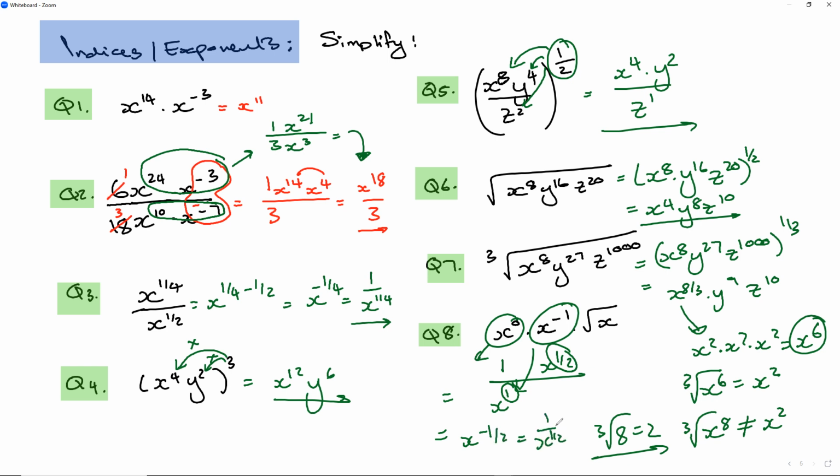We could write this in surd form, 1 over root x as well. We could write the other one in surd form as well. This one could be 1 over fourth root of x if we needed to. All right, so this final answer here, 1 over root x for that. This one would be there, and this one would be here.